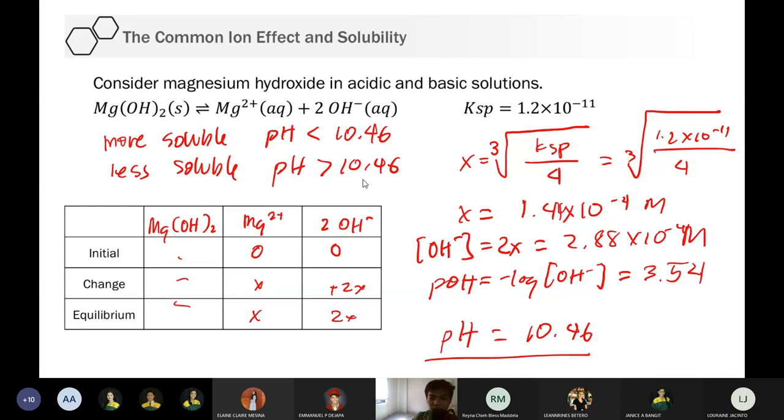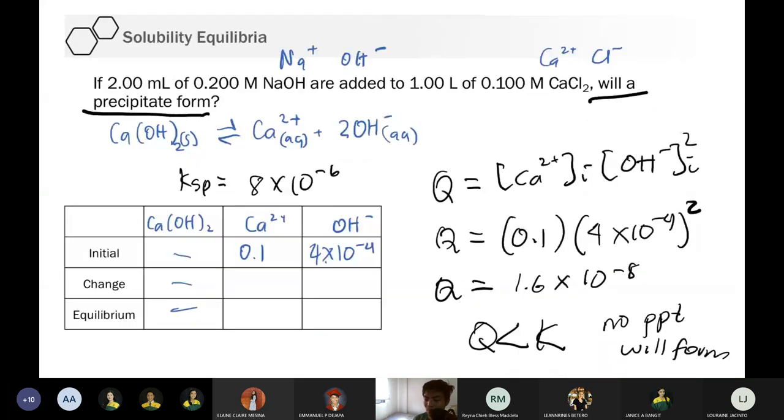So inalam natin kung ano yung limit ng pH, no? Hanggang saan siya? Anong pH tayo pwede mag-base kung siya ay soluble or hindi, no? So we just found out using our calculations that threshold is pH 10.46. Okay? And that's all for our midterm coverage. We are done, actually. Tapos na tayo. Okay. So, yan. Again, to summarize everything na lang.